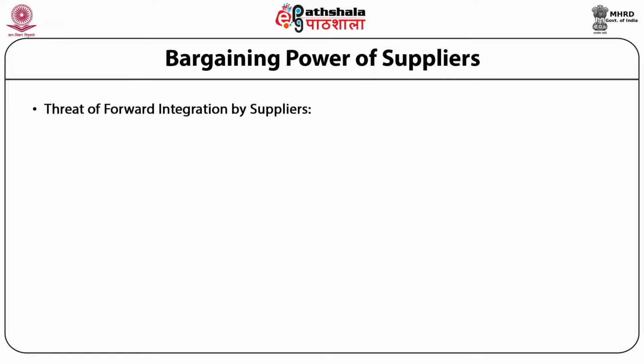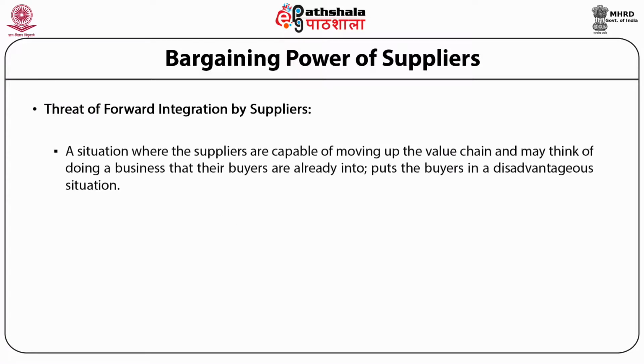Threat of forward integration by suppliers. A situation where the suppliers are capable of moving up the value chain and may think of doing a business that their buyers are already into puts the buyer in a disadvantageous situation. A recent example may be of Ranbaxy Laboratories, which has decided to move from manufacturing of bulk and formulation to retailing of drugs through its own chain of retail stores and Fortis hospital pharmacies.